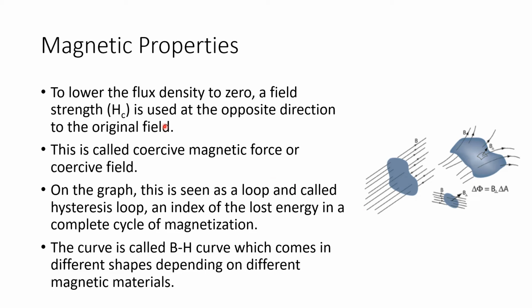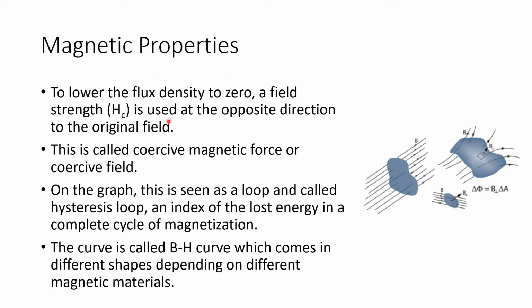So in order to lower the flux density to 0, we're going to use a little HC, and you will use that in the opposite direction while we're getting a loop. First we've got the flux, and we have to lower that flux back to 0. So when we do that, we have this magnetic field strength. Okay, this much we call the HC.